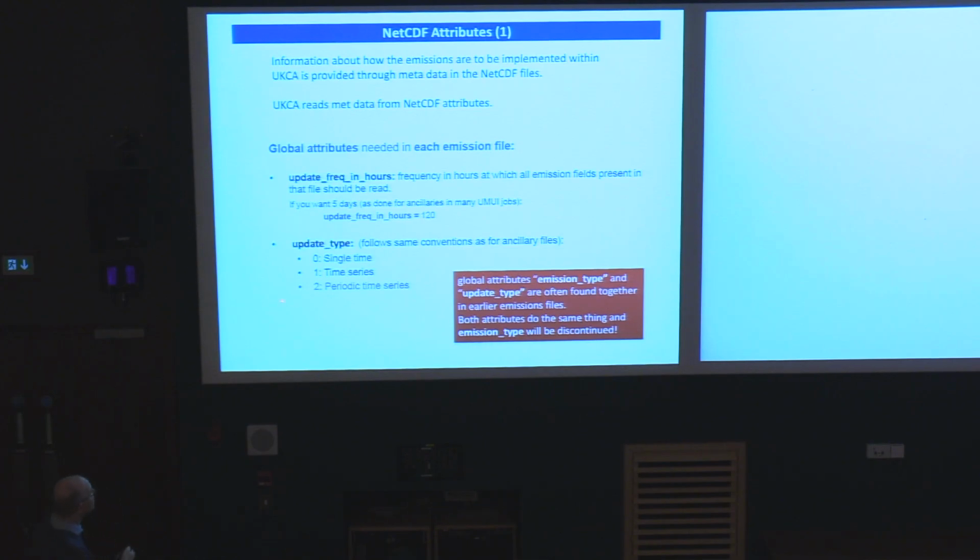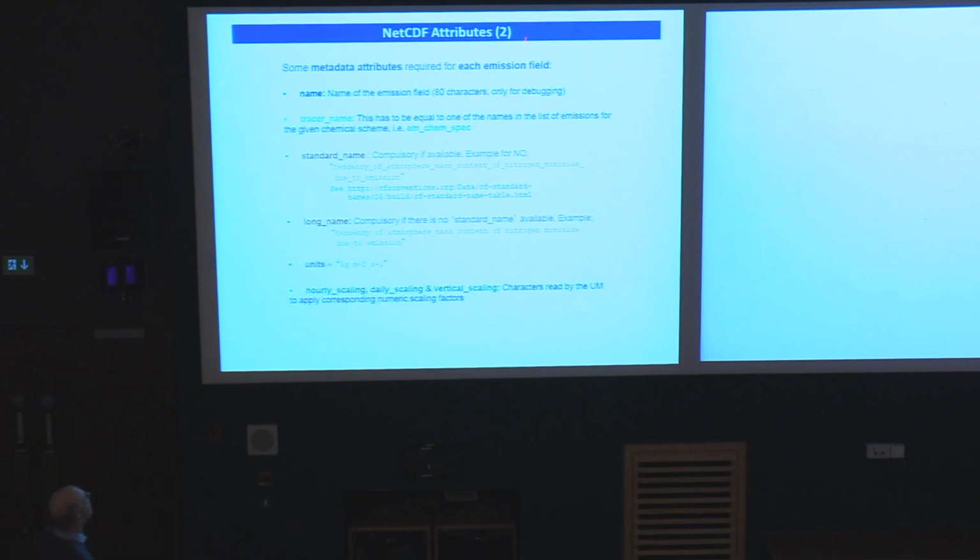And the last option here, periodic time series, would be if you have 12 monthly fluxes, one seasonal cycle, one annual cycle in there, which is then perpetually applied. So you have exactly 12 time steps. If you set this to 2, and you have actually a very long time series, which happened to me recently, the model will only read the first 12 time steps and repeat these forever. And you think you're varying your emissions, but it doesn't. So be careful with what you set. In old emission files, you also find the attribute emission type, which does exactly the same thing as this. However, this is deprecated and is no longer used.